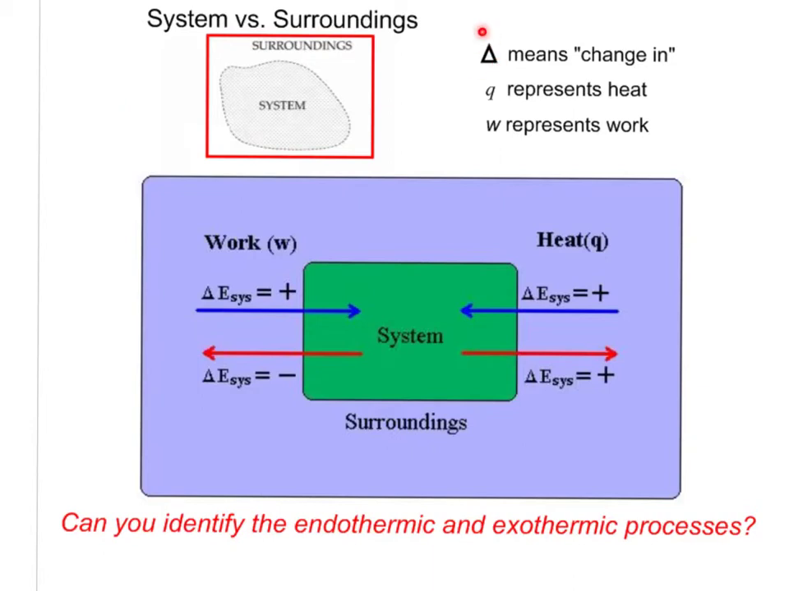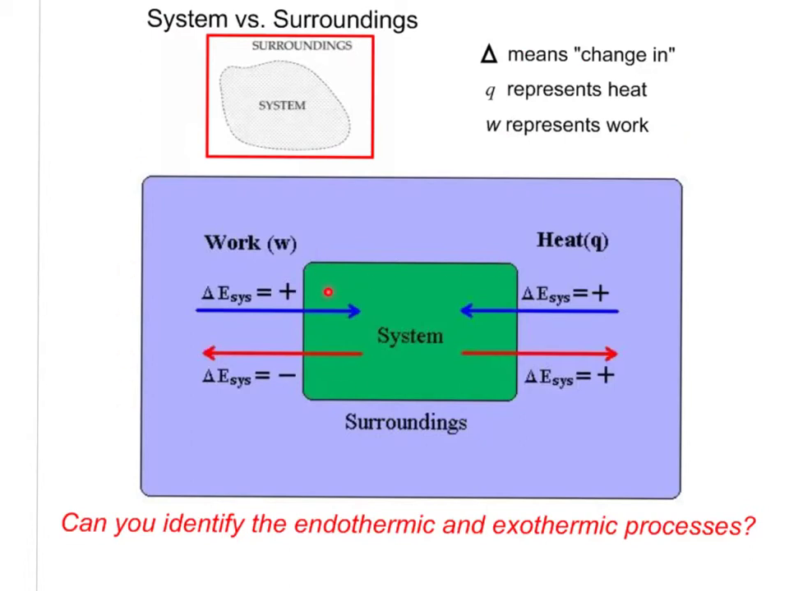Let's look a little bit at this. Triangle is actually not a triangle. It's called a delta. It's a letter in the Greek alphabet. Call it delta, and it means change in. Anytime you see delta and some variable after it, it means change in whatever that variable represents. Q, the lowercase q, represents heat in any equation, or anytime you see that little q means heat, and the lowercase w represents work. So knowing that, if we look at this system, here's our system.